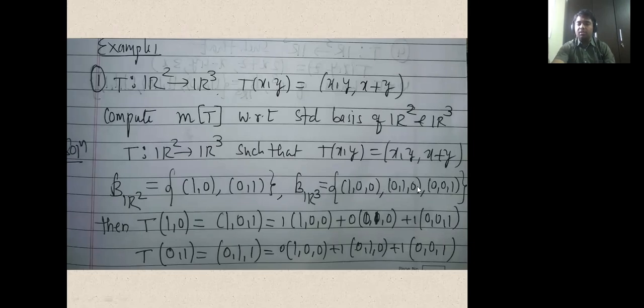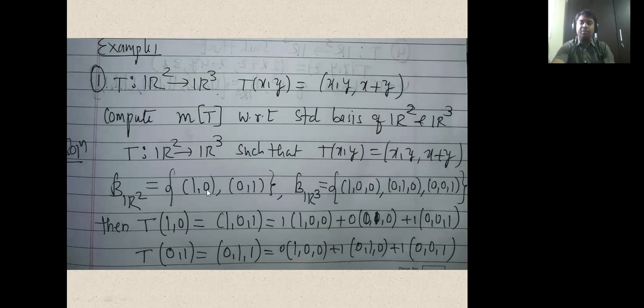So this is the standard basis of R3. This is the standard basis of R2. So these are our V1, V2, Vn. These are our W1, W2, Wm. Okay, so now step number 1, to compute the matrix. What is step number 1? Compute T of V1, T of V2, T of Vn.